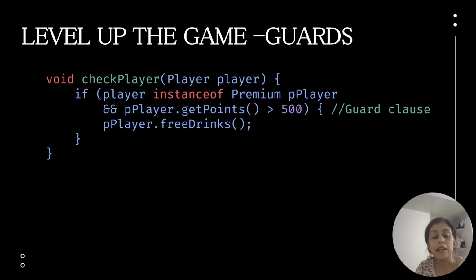We can even level up the game by putting a guard clause in pattern matching. Notice here, after the AND operator, the check that pplayer has points greater than 500. This is like saying, are you a premium player? Sorry sir, no free champagne yet. Are you a premium player and have already 500 member points? Complimentary drinks for you, sir.